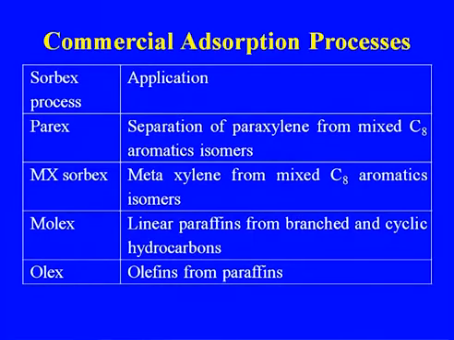Parex for the separation of paraxylene from mixed C8 aromatic isomers, then MX Sorbex for metaxylene from mixed C8 aromatics, the Molex process that we use in the manufacture of linear alkylbenzene, linear paraffin from branched and cyclic hydrocarbons. The Olex process is used because some of the olefins have close boiling points, especially when we are separating C4 components from FCC gases or the steam cracker. So, for the separation of close boiling olefins, the Olex process is used.